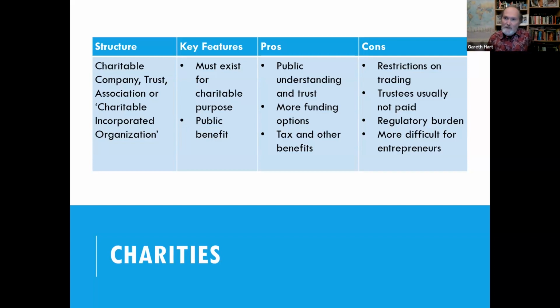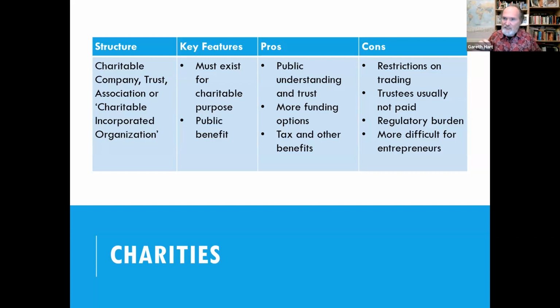Downsides of charities, though, are that they're more restricted about trading. If you're selling a service, you have to be quite careful about how you do that. It can be done, but you have to consider: is it in pursuit of the charitable purpose? Is it secondary? Is it ancillary? Does it need to be in a trading arm? It makes it more complicated than, say, a CIC.